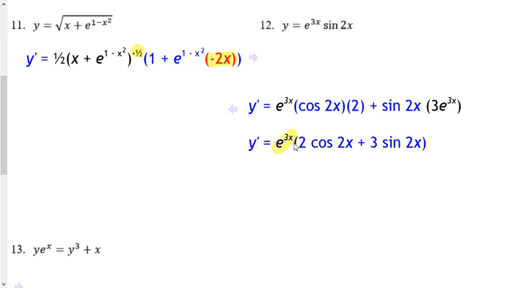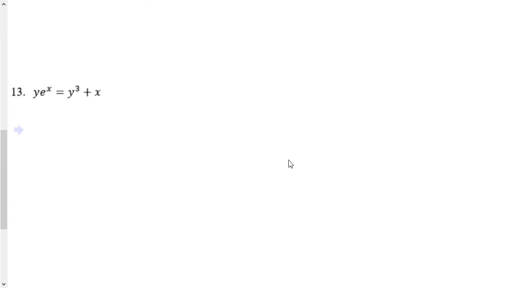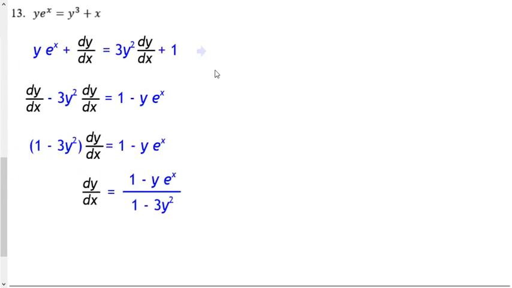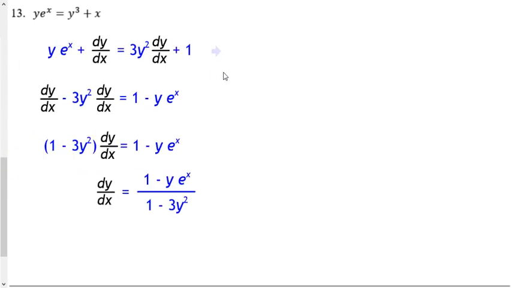Question number 13. A little more involved than the example that we did earlier. So I start with the y times the derivative of e to the x, which is just e to the x, plus my second function, which is e to the x that I didn't actually write in. Let me fix this. All right, this is looking better.